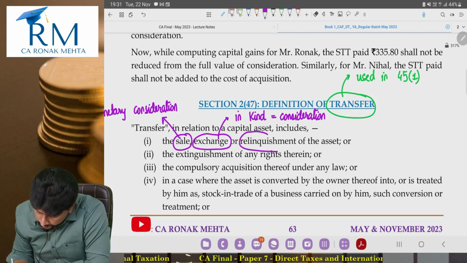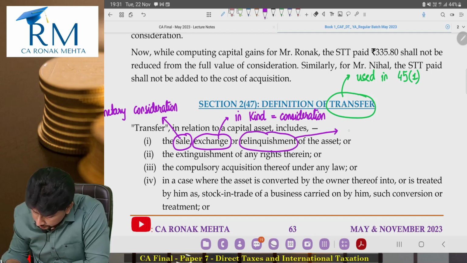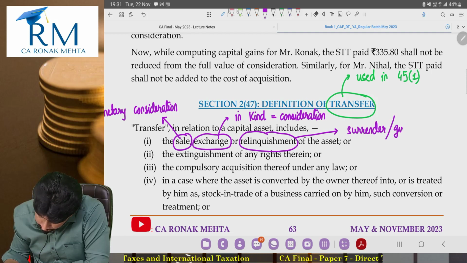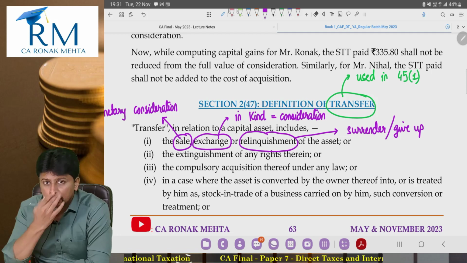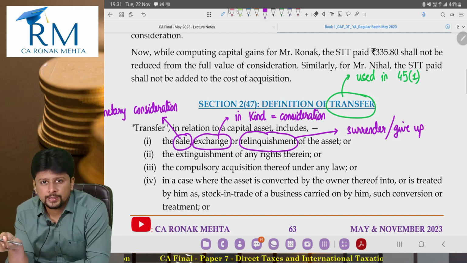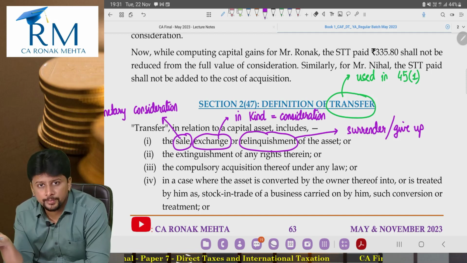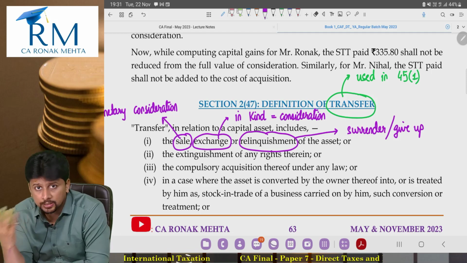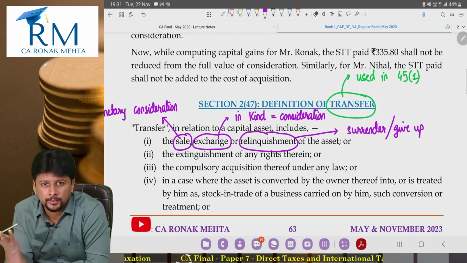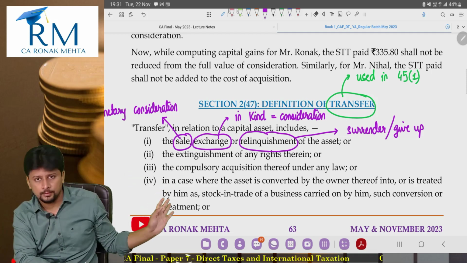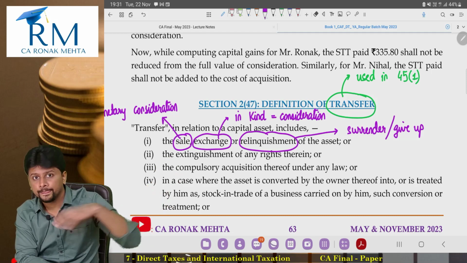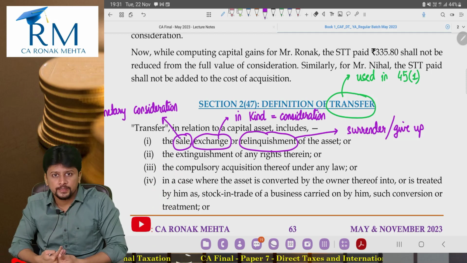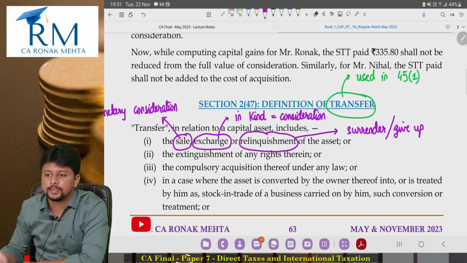Relinquishment of the asset. Dictionary meaning of the word relinquishment means you surrender the asset, you give up the asset. The most simple examples: buyback of shares, redemption of preference shares, redemption of debentures. You are surrendering the asset back to the person who gave the asset to you. The company issued the shares or debentures, you are giving it back to them. Sale would be sale to a third party. Exchange will be with a third party. Relinquishing is giving it back to that person who gave the capital asset to you in the first place, and you are surrendering it and you are getting your consideration.